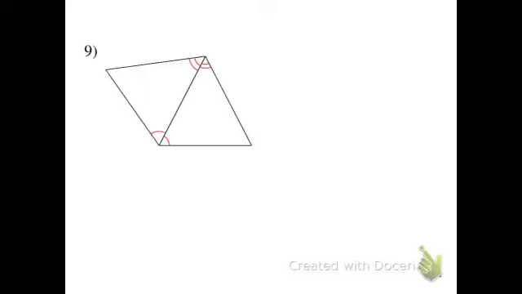Moving on to 9, we have 2 pairs of angles that are congruent, and since these two triangles share this side in the middle, that side is congruent for both triangles, and so we have angle, side, angle for our congruence. These triangles are congruent.